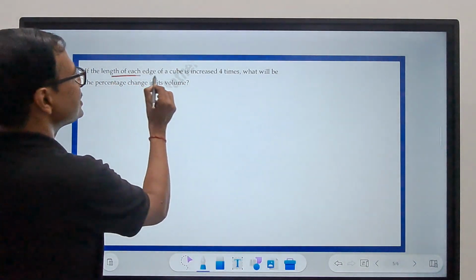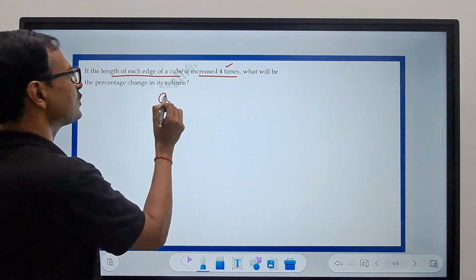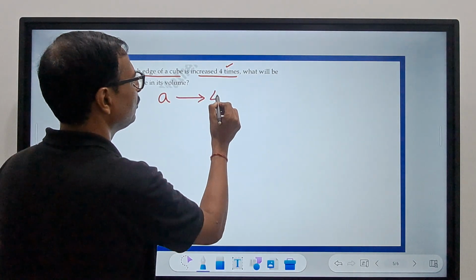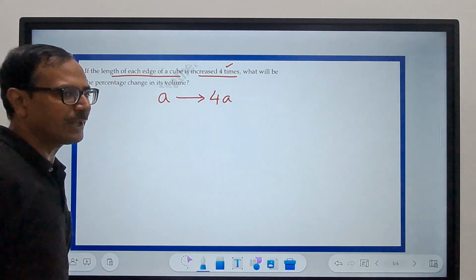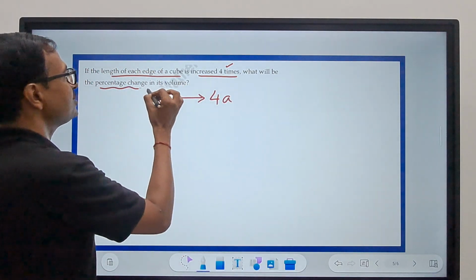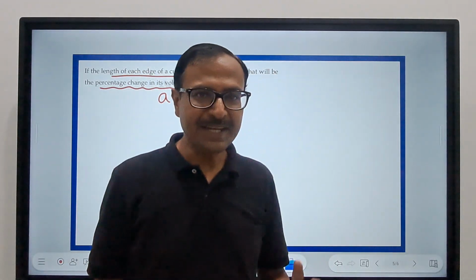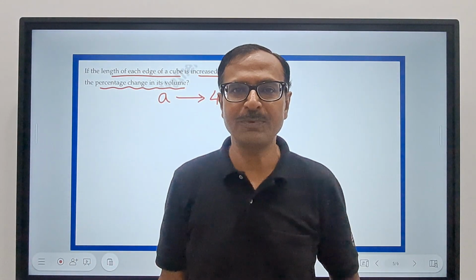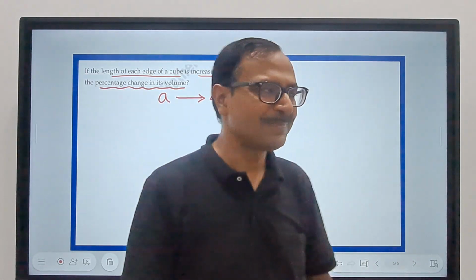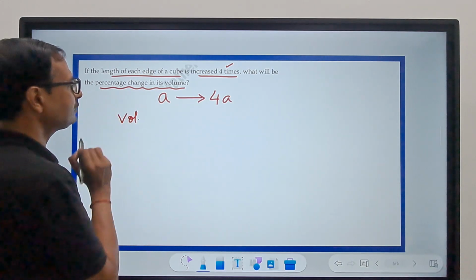The length of each edge of a cube is increased 4 times. So A, which was the original length of the side, is becoming 4A now. 4 times. So what is the question? What will be the percentage change in the volume? Wow. Percentage change in any dimension. Very important concept for school exams and also for quant exams.